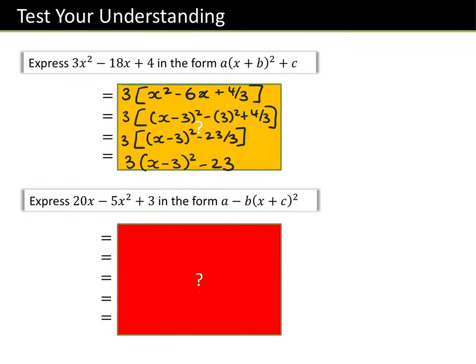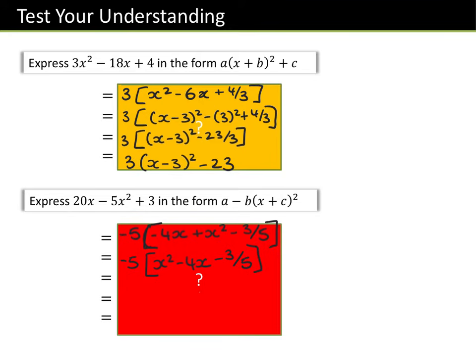For the second part of the question, the coefficient in front of the x squared is negative 5. So I need to take negative 5 out and divide everything by negative 5. 20x divided by negative 5 is negative 4x. Negative 5x squared divided by negative 5 is x squared. 3 divided by negative 5 is negative 3 over 5. Now I'm going to rearrange this in the form x squared at the beginning. I'm going to get negative 5 square bracket x squared minus 4x minus 3 over 5.